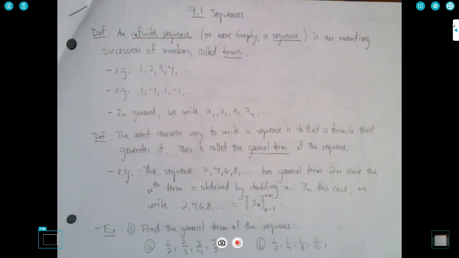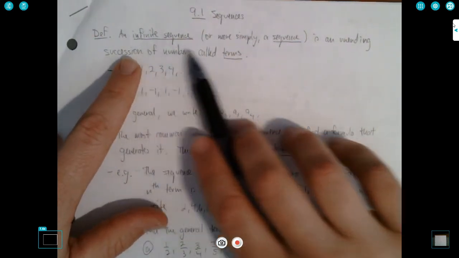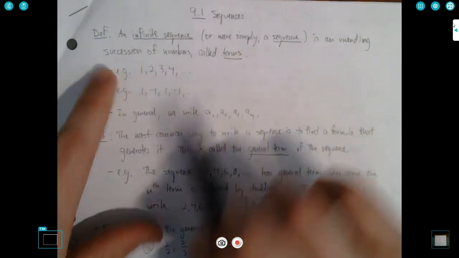It's kind of a completely different topic, but I would say integration and sequences and series are the two main topics of calculus 2. So we're going to spend some time in Chapter 9 talking about sequences and series. So an infinite sequence, or more simply just a sequence, is an unending succession of numbers called terms.